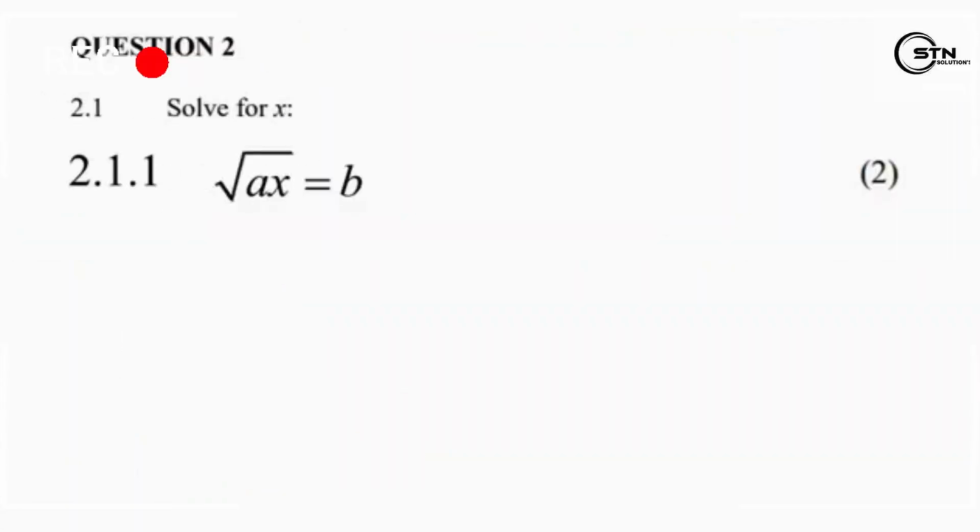This question says solve for x. Okay, so we've got to somehow get x by itself. So you know what you do? If you have a square root, what is the opposite of a square root? Well, that is a square.